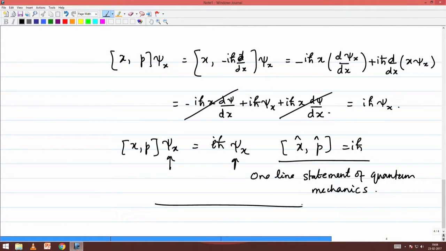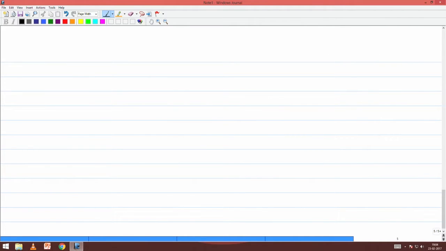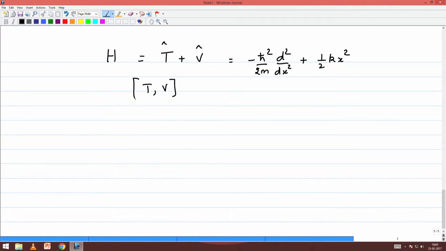So, here clearly the operators don't commute with each other. Now, let's go back to, say, the harmonic oscillator. The harmonic oscillator Hamiltonian has two operators, the kinetic energy operator T and the potential energy operator V, and the kinetic energy operator is minus h bar squared by 2m d squared by dx squared, and the potential energy is half k x squared. The commutator of T and V is not 0. Okay. Therefore, T and V cannot be simultaneously measured independently.